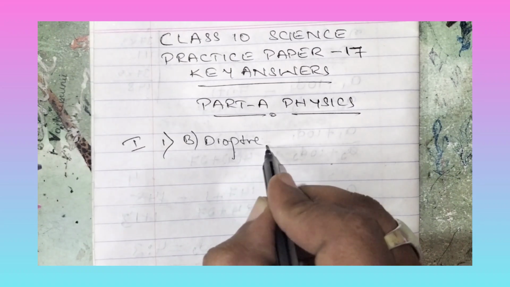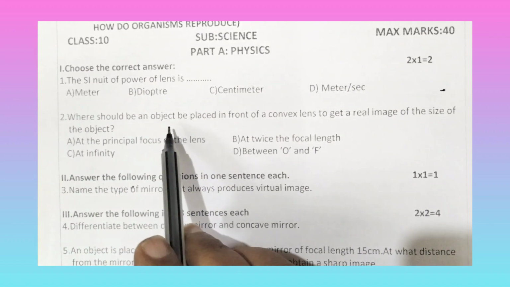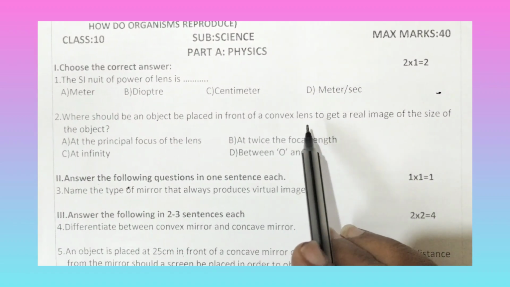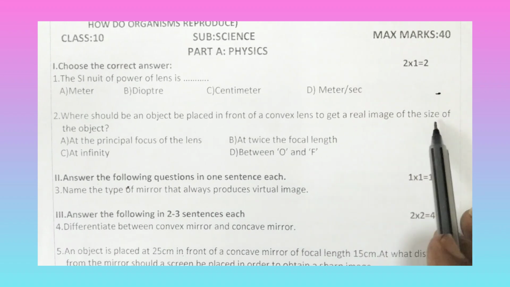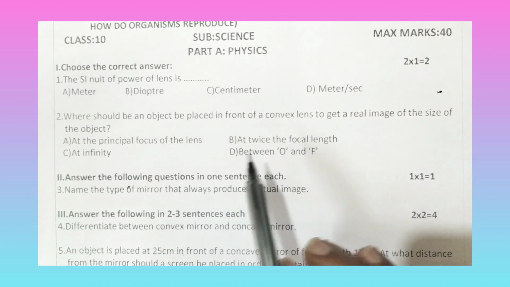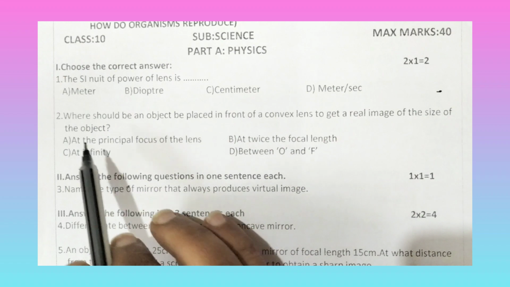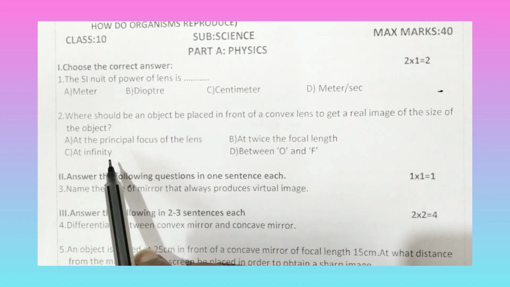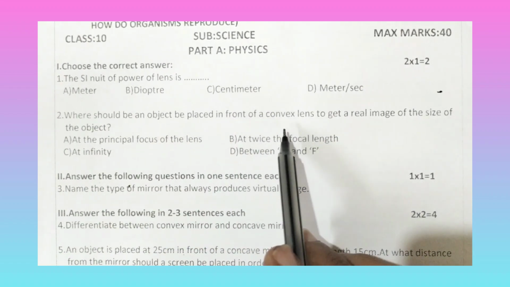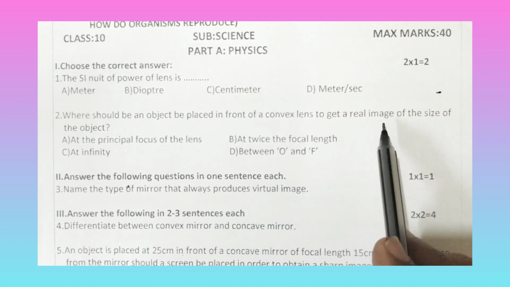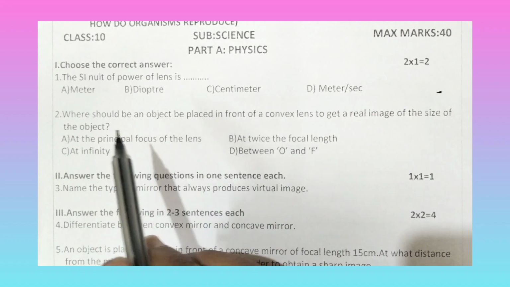The second question is, where should an object be placed in front of a convex lens to get a real image of the size of the object? Real image of the size of the object. So where should the object be placed in front of a convex lens to get a real image of the size of the object?